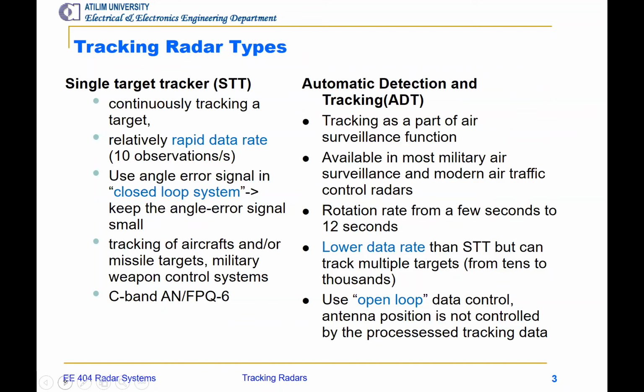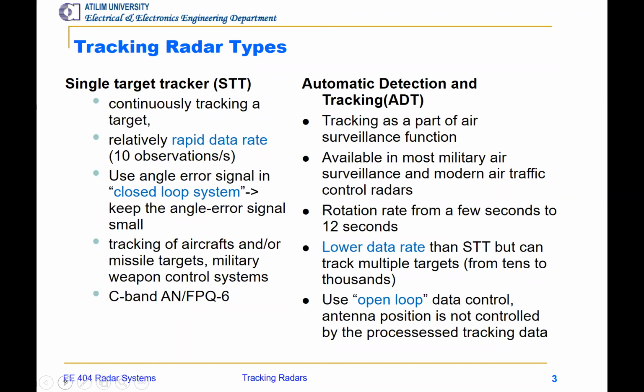Okay, how about tracking radar types? We'll be talking about basically 4 types of tracking radars. These are discussed in detail in the textbook. Some are very old, some are currently used in most of the radar systems. Since this is an introductory course to radar systems, we simply try to give the overall systems, not the current systems only.